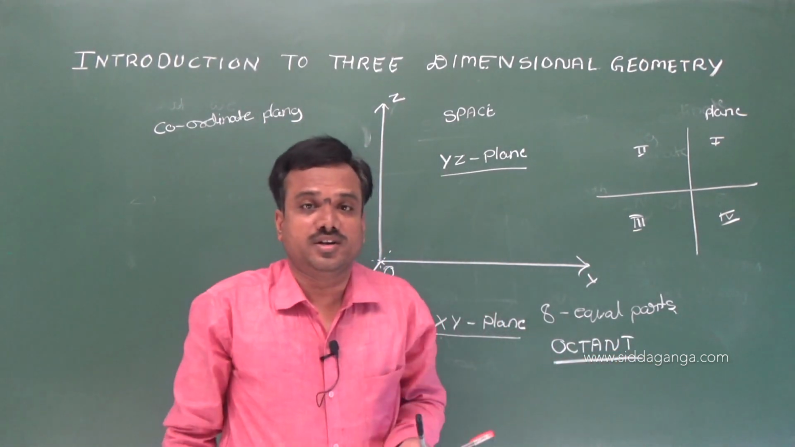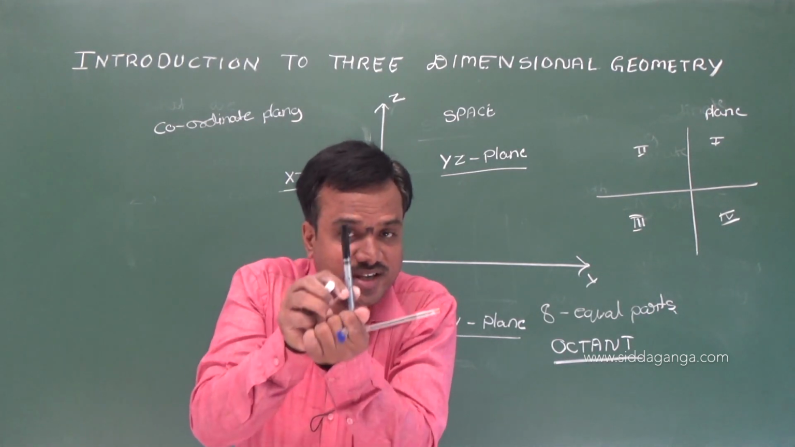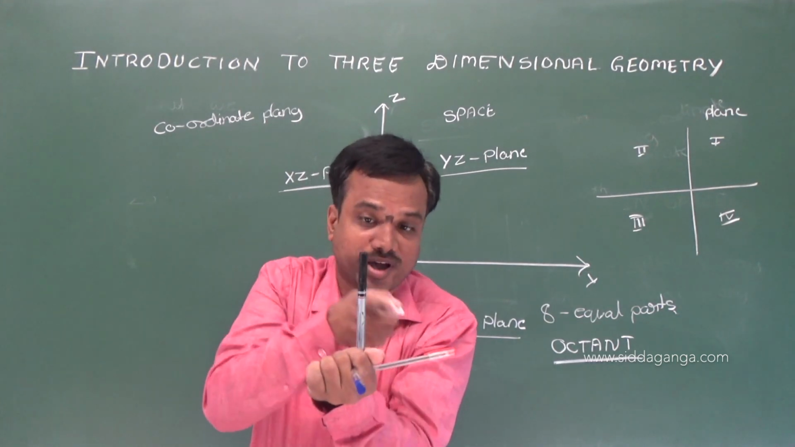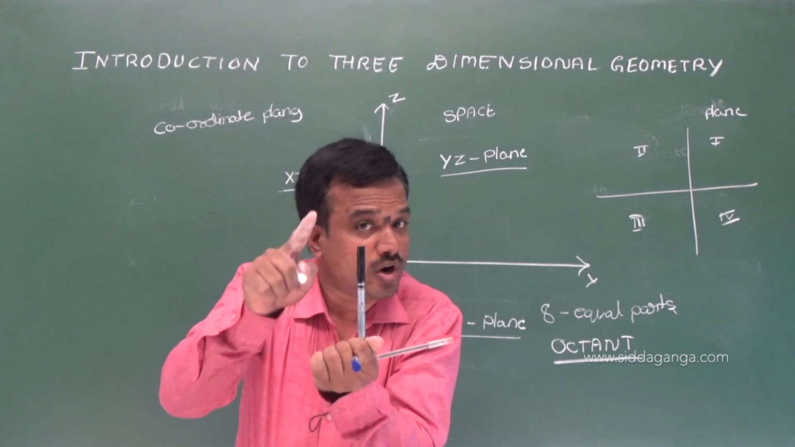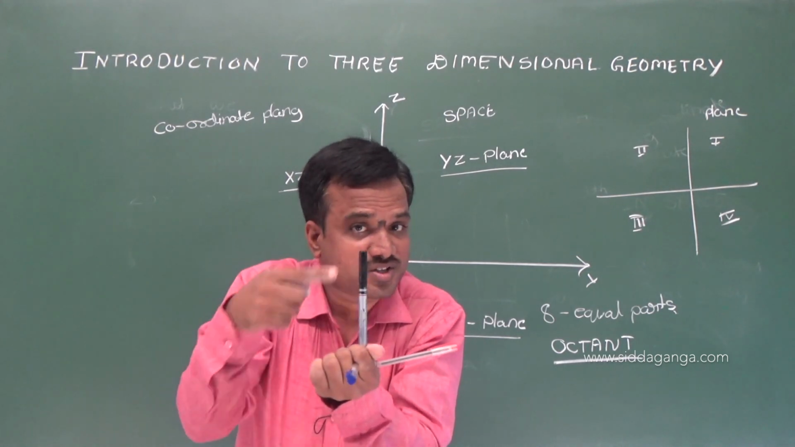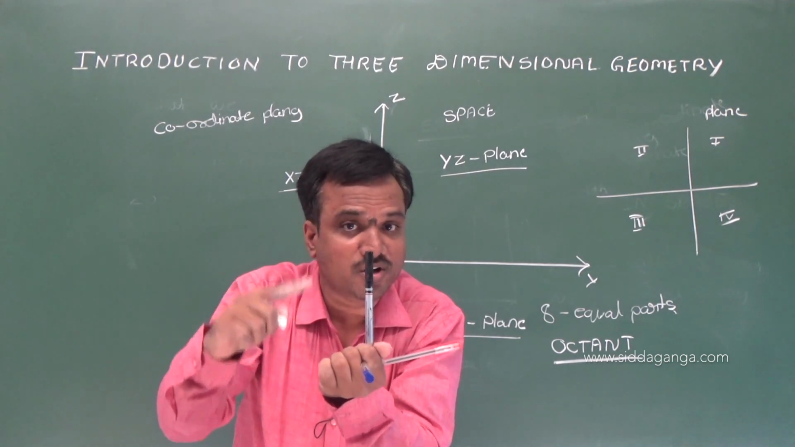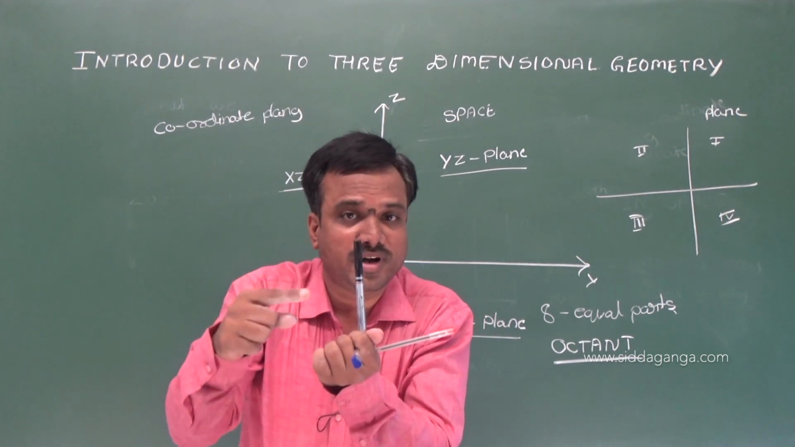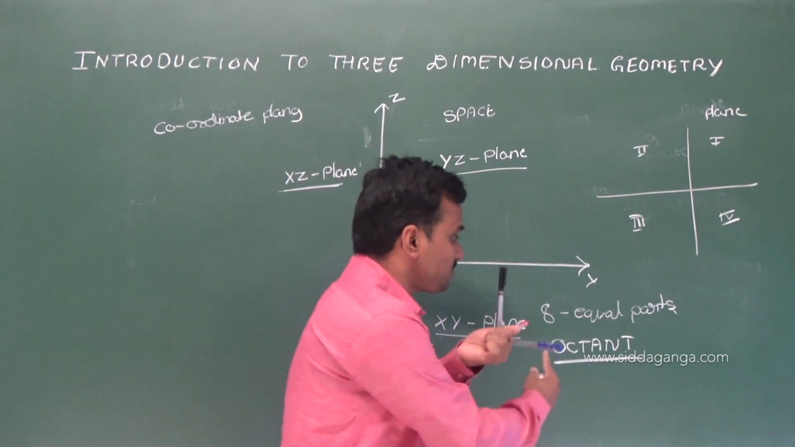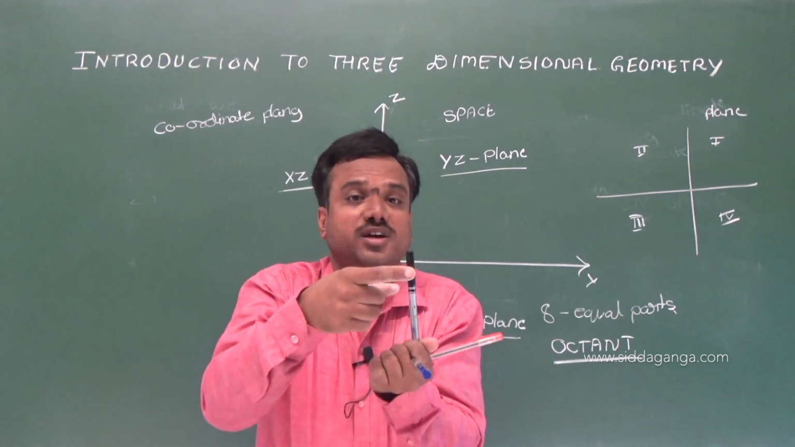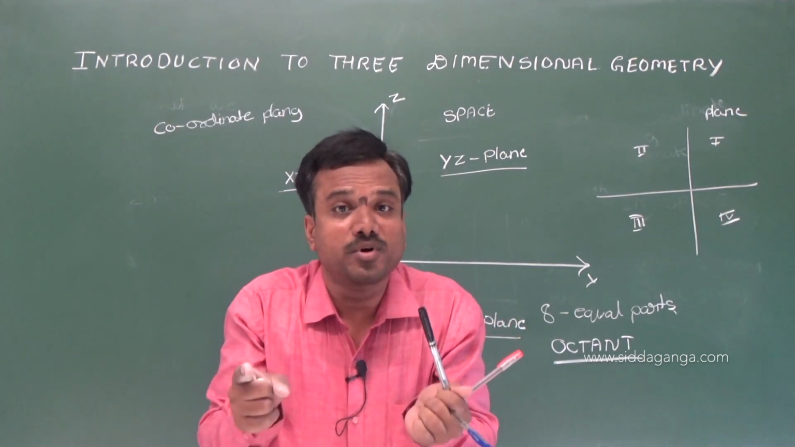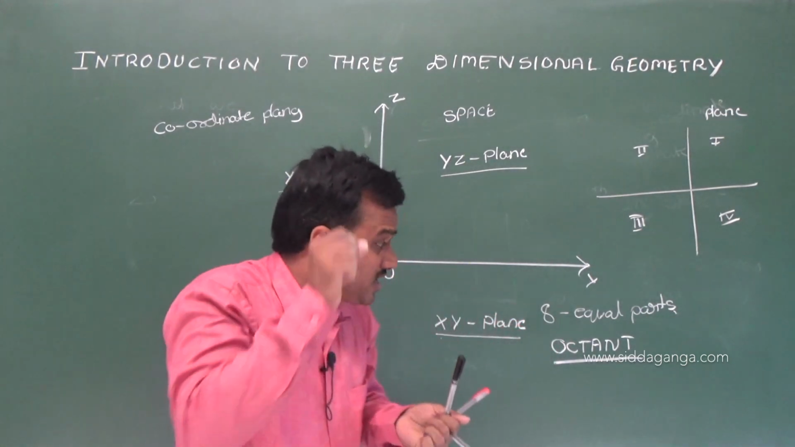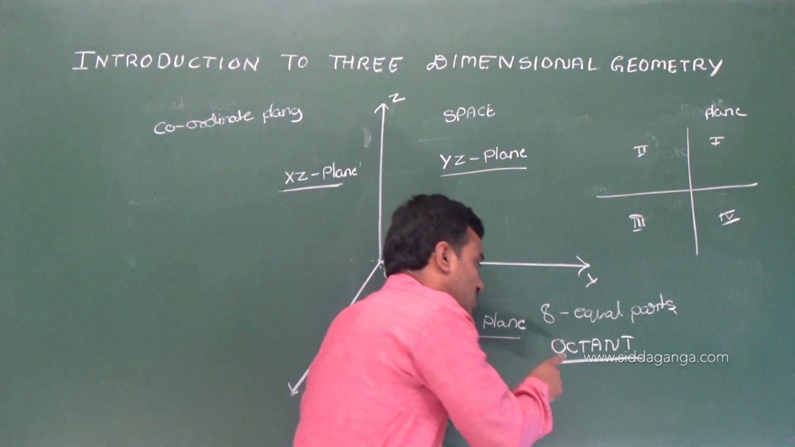Very important. Once again I say this, these three coordinate planes, XY plane, YZ plane, XZ plane. Coordinate planes means these three planes are mutually perpendicular to each other. Correct? These three planes divide the complete space into how many parts? 8 equal parts. Each part we call an octant.